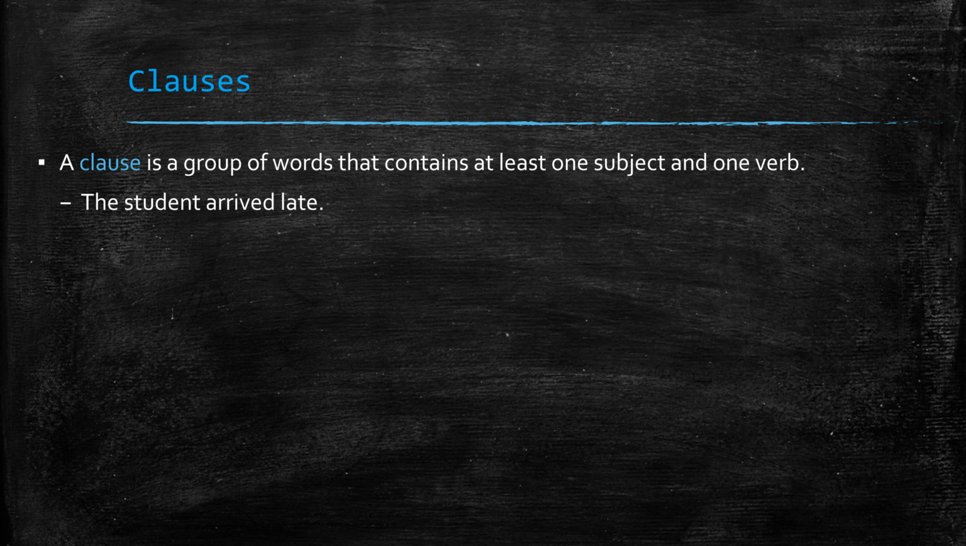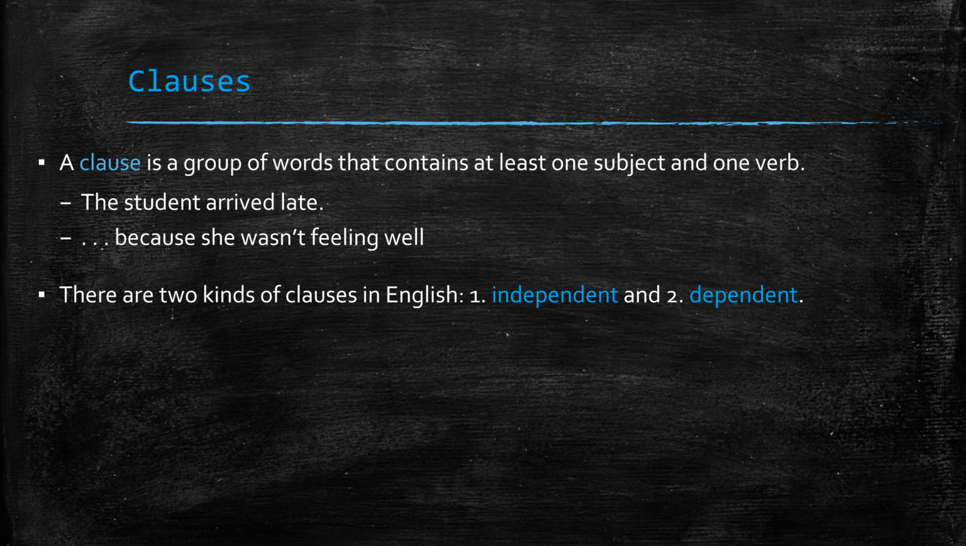The student arrived late. So we have the student arrived. Okay, these are our subject-verb combination. Because she wasn't feeling well. She and wasn't is our subject-verb combination. There are two kinds of clauses in English, independent clause and dependent clause.